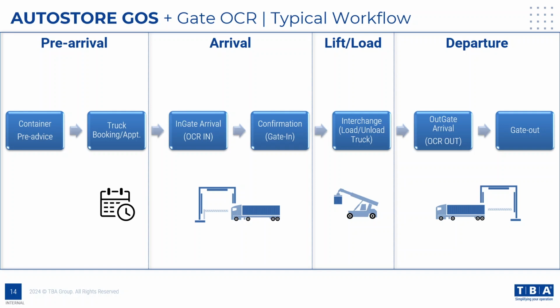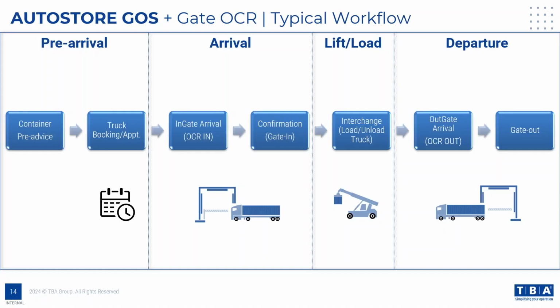Now most systems now, and most sites that we have AutoStore installed at, we of course get container pre-advice, we get truck pre-advice. So that's pretty much the norm these days. But the most optimal way of implementing this is to have your container pre-advice tied to a truck booking, and the ideal would be you also have an appointment which is set up in a vehicle booking system.